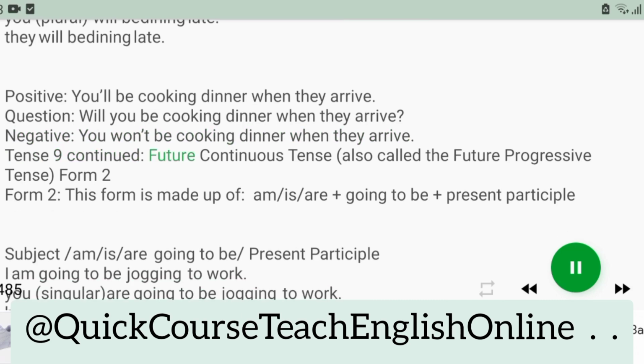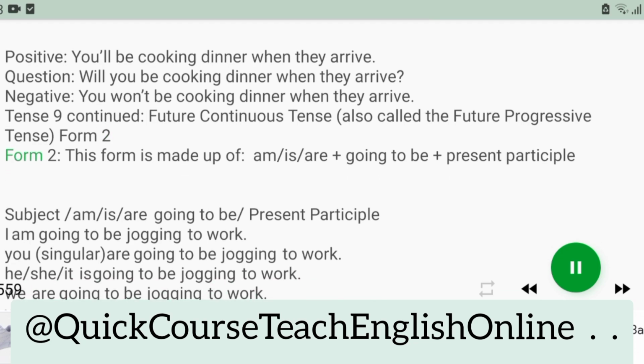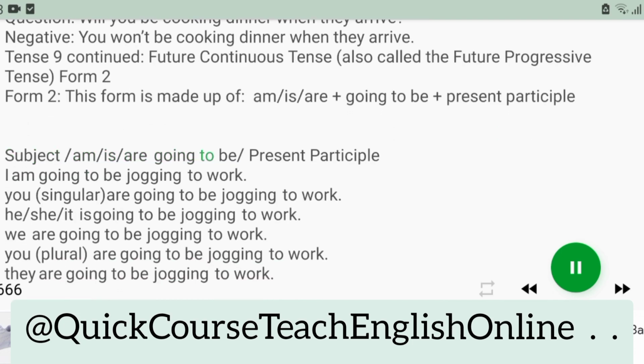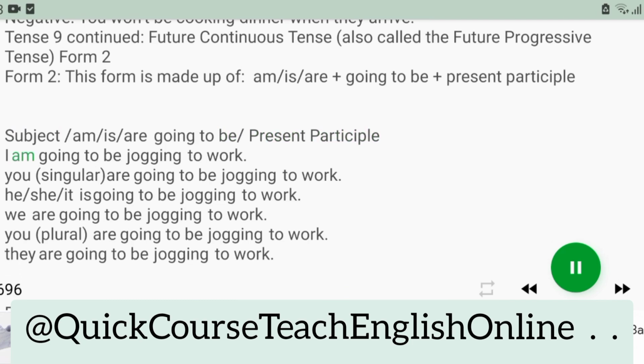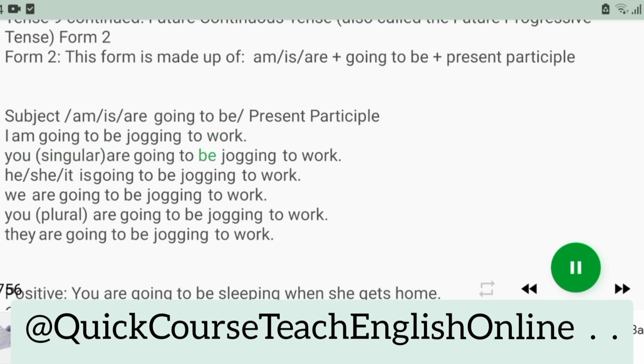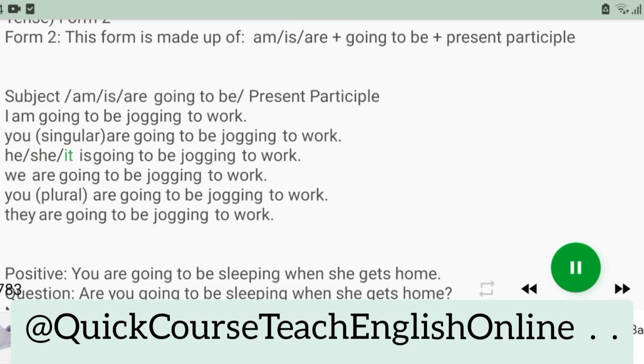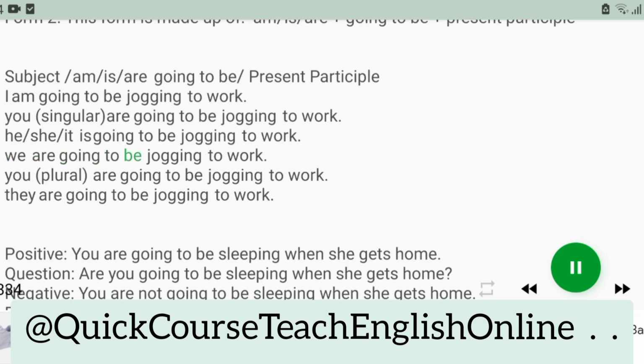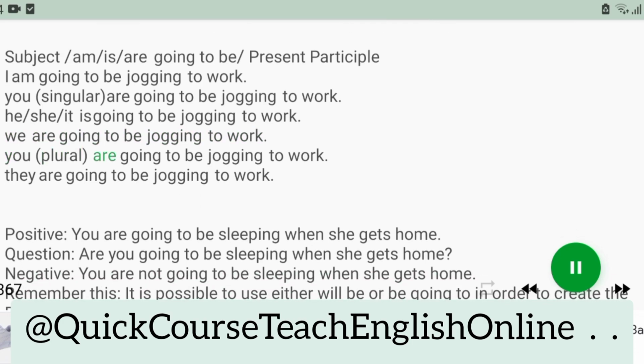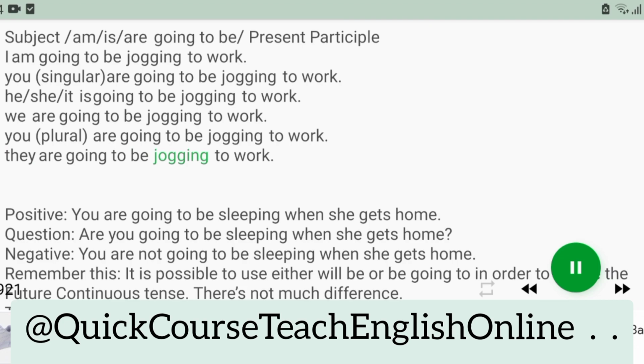Tense 9 continued. Future continuous tense, also called the future progressive tense, form 2. Form 2. This form is made up of is or are plus going to be plus present participle. Subject. Is, are, going to be. Present participle. I am going to be jogging to work. You, singular, are going to be jogging to work. He, she, it is going to be jogging to work. We are going to be jogging to work. You, plural, are going to be jogging to work. They are going to be jogging to work.